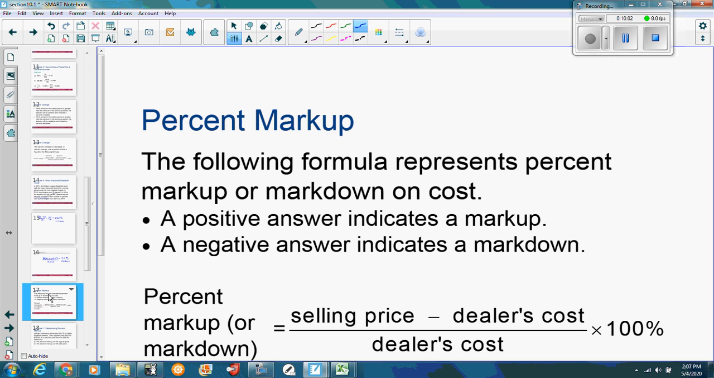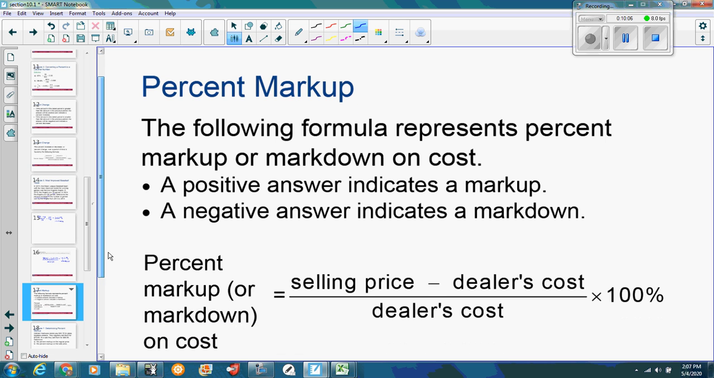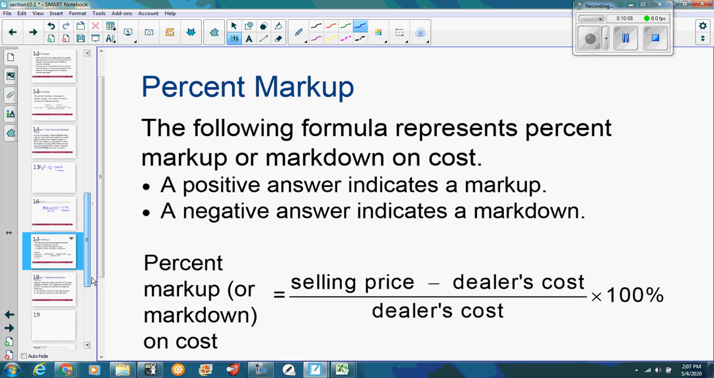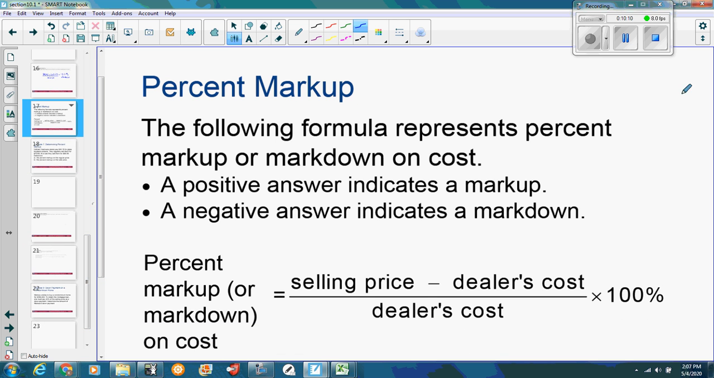Okay, so now we're at percent markup, and I think I'm going to stop right there. Otherwise, this is not going to fit on YouTube, and then I will come back for the second half.